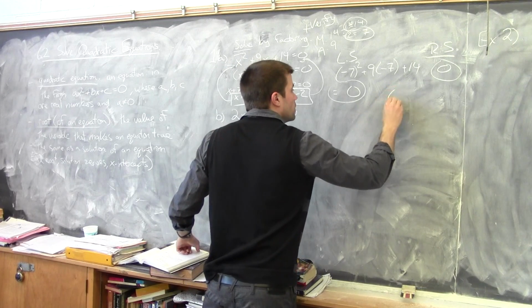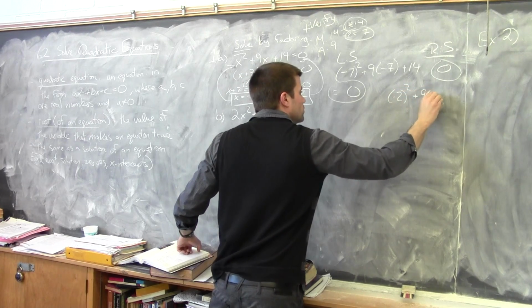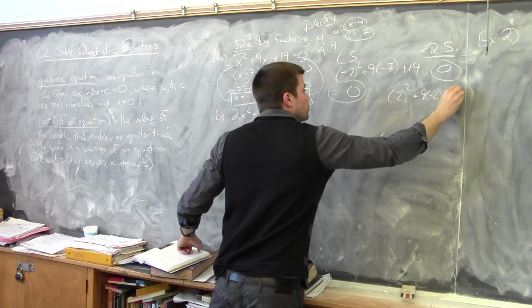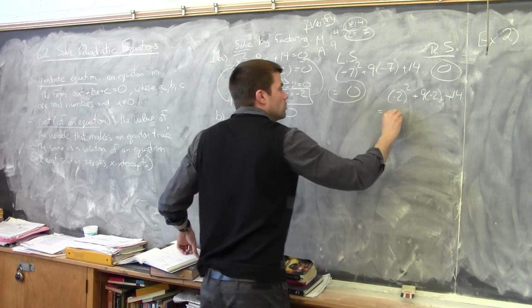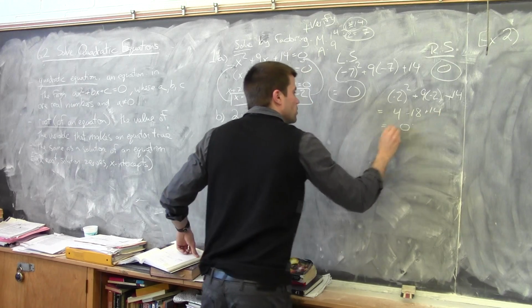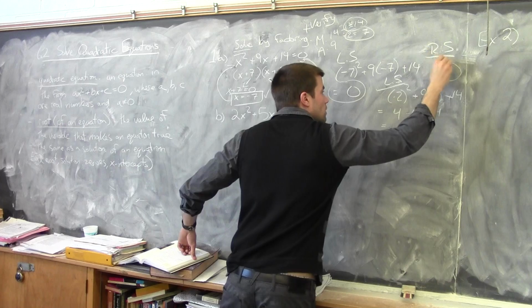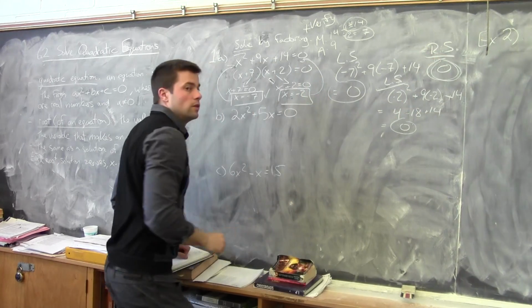So we have -2 squared plus 9 times -2 plus 14. So we get 4 minus 18 plus 14 is equal to 0. So that's my left-hand side, and that's my right-hand side. 0 and 0.